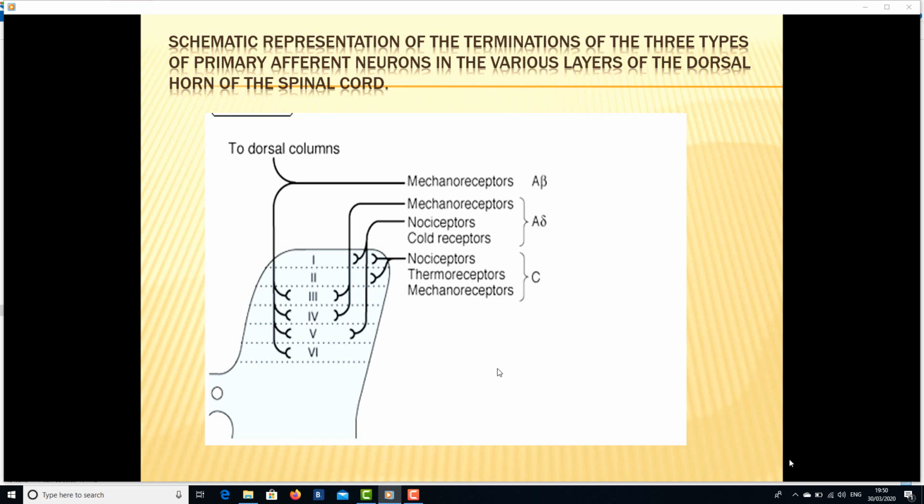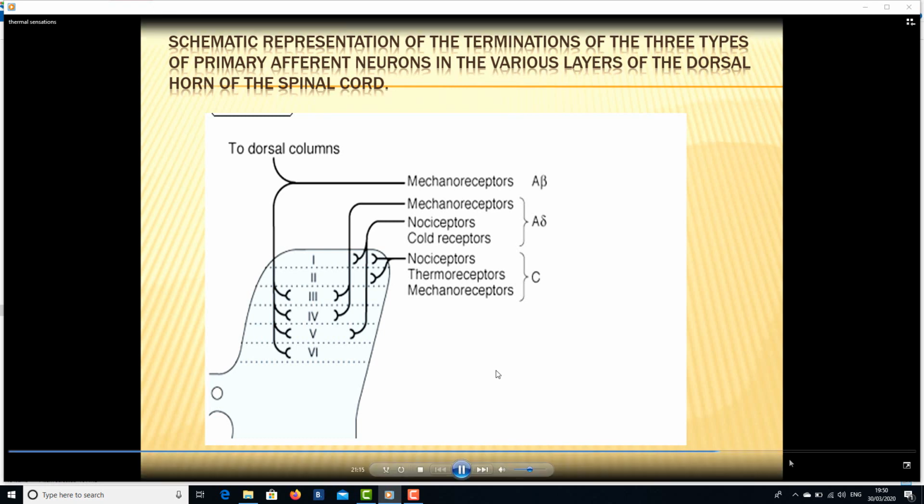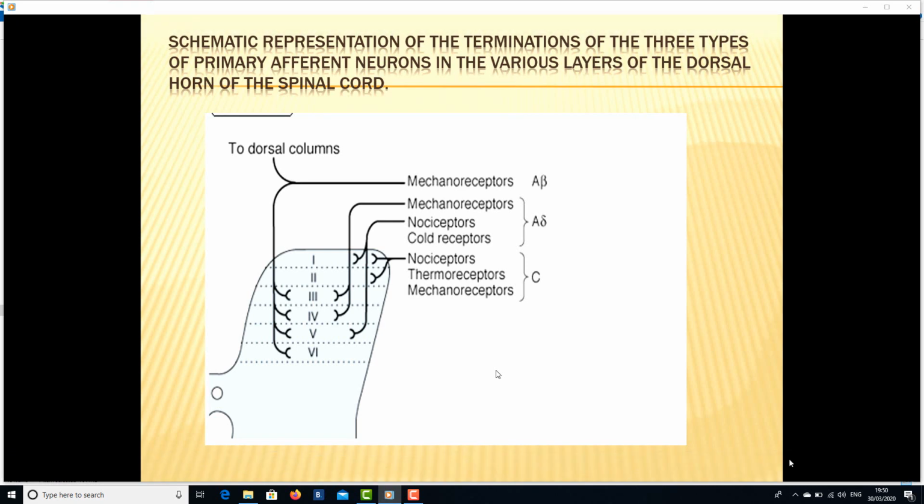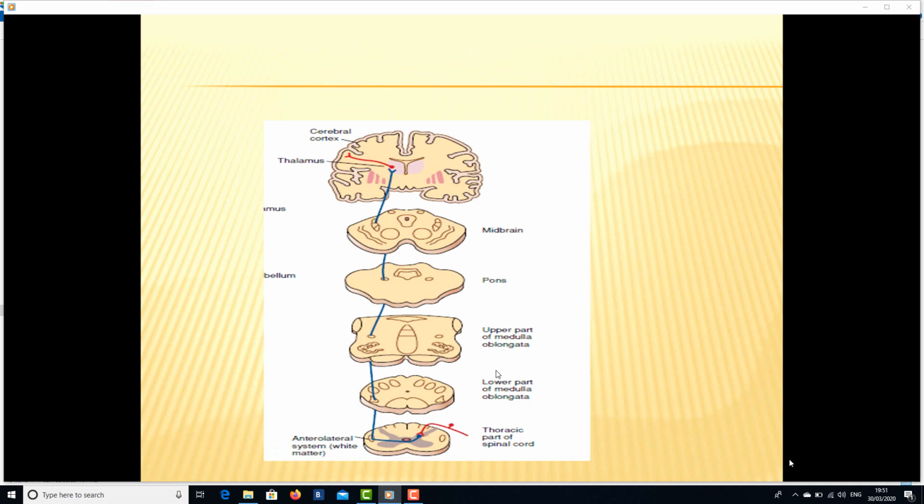Now you can see how these fibers, the A delta fibers and the C fibers, are going to relay over there in different laminas of the spinal cord, and from there the second order neuron arises and they are going to go to the opposite side, the crossing over occurs, and then they are going to ascend. Now again, this diagram is quite important. You all are supposed to make it in your logbooks.